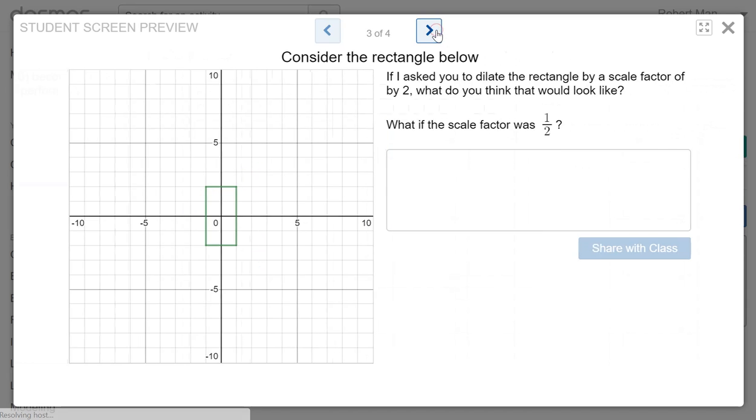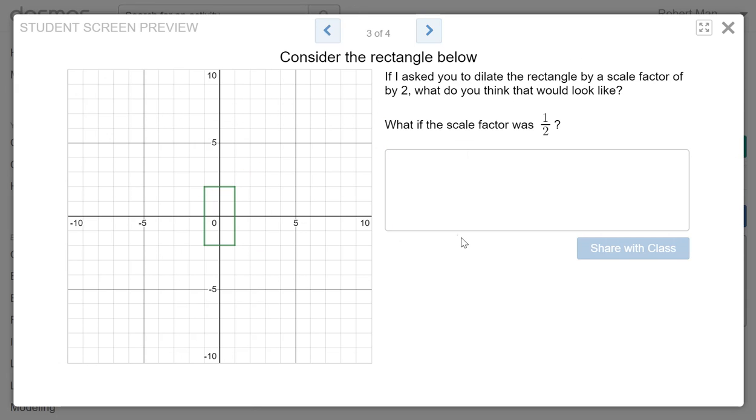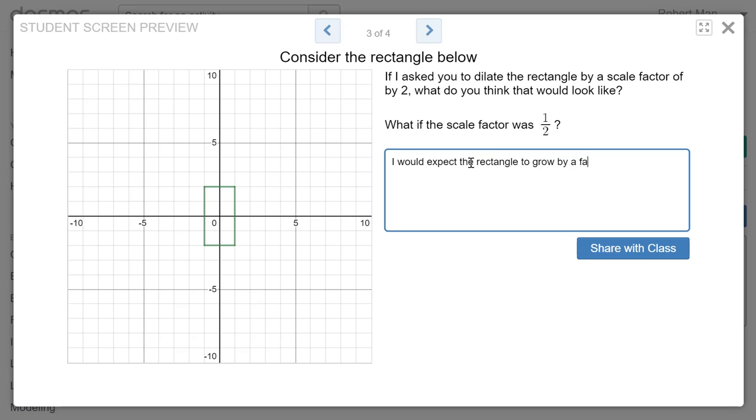So let's go to slide 3 of 4. What do you think would happen if I asked you to take this rectangle and dilate it by a scale factor of 2? I would expect the rectangle to grow by a factor of 2.